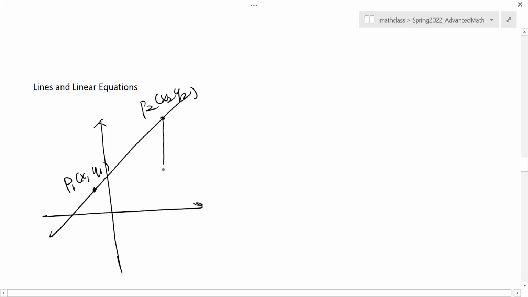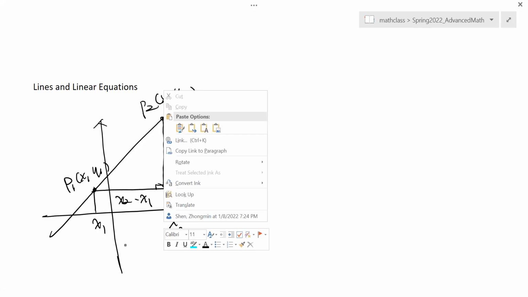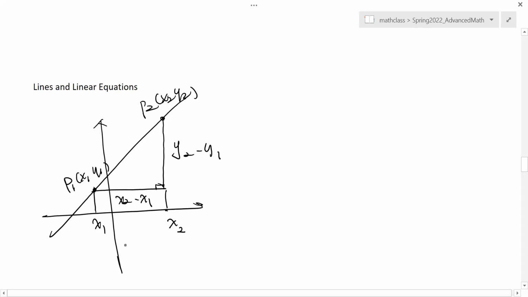Then you have a triangle. This is a right triangle. Now this side is y2 minus y1. This side is x2 minus x1, right? Why is this x2 minus x1? Because here is the x2 and that is x1. So the difference gives the length of this leg of the right triangle.